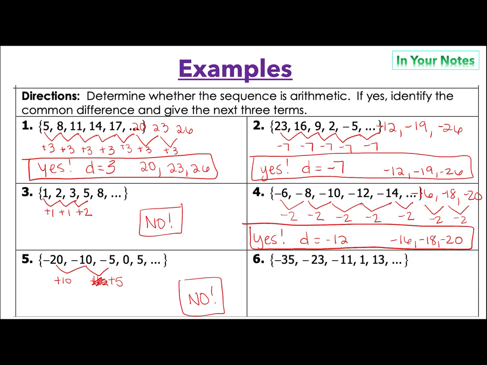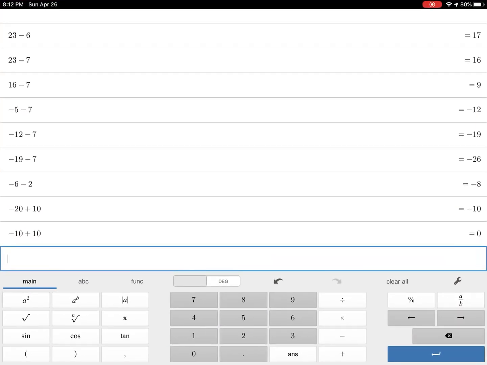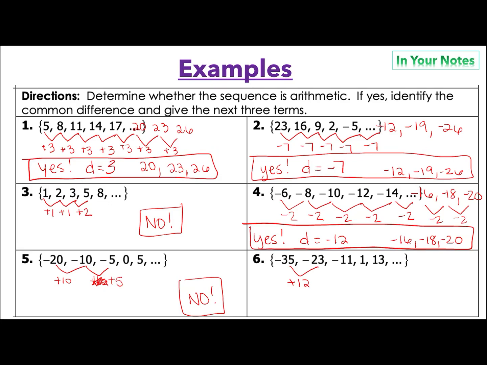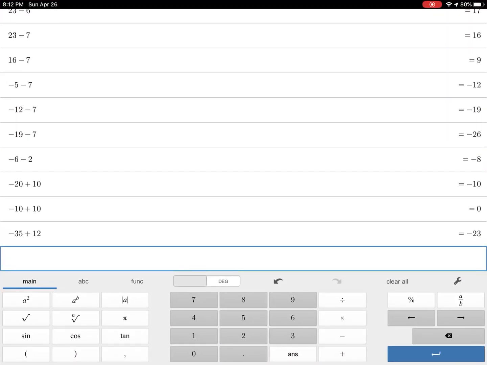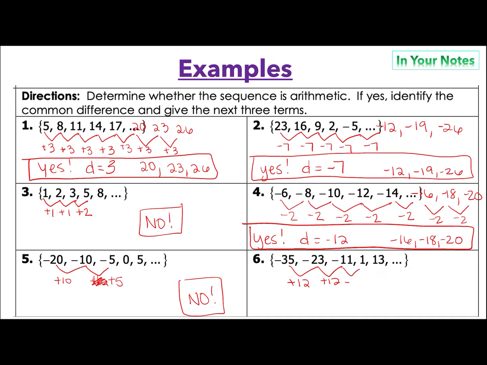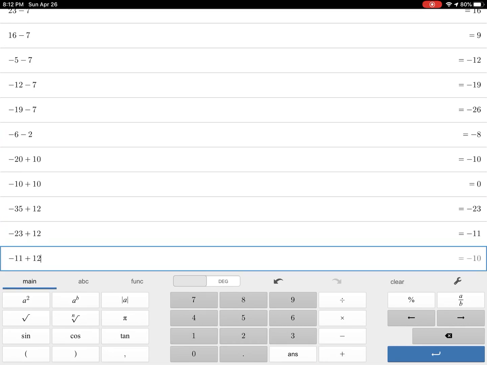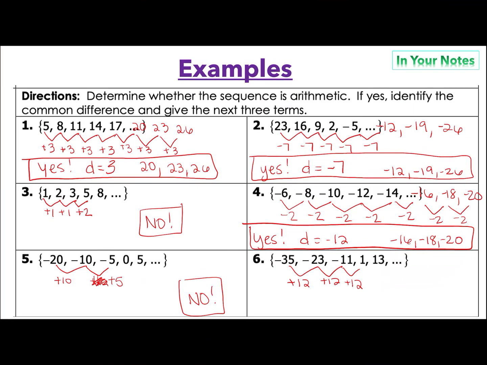Okay, last example of the day. So we got -35 to -23. Looks like we're going to be adding some number. We got to figure out what that is. So let's see. I'm thinking 12 maybe. -35 plus 12. I was right. Let's see if we add 12, do we get to -11? -23 plus 12 is -11. We're going to have to keep going. -11 plus 12 is 1. Is that our next term number? Yes. And then 1 plus 12 is 13.